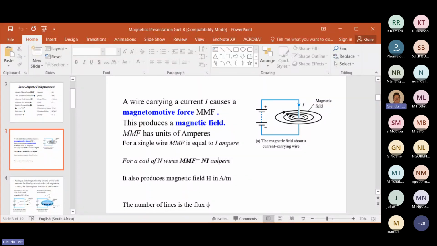Now the number of lines that you see here, do you see 1, 2, 3, 4 lines? The number of lines. That is the flux line, so we call that the flux. The flux is, in this case, 4 Weber, because there are 4 lines. If I have a big magnetic field and there are 10 lines, the flux will be 10 Weber. That gives you an idea how that works.